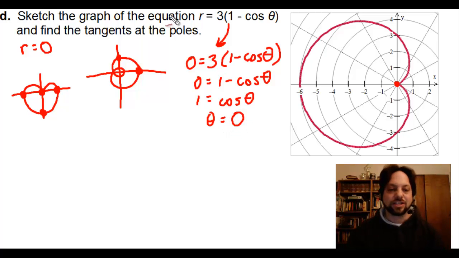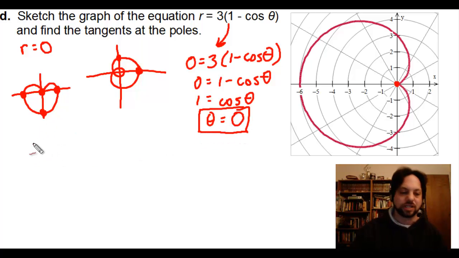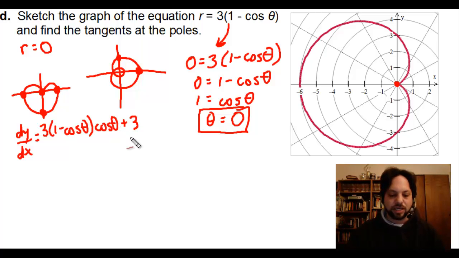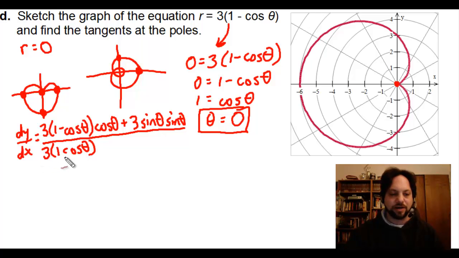What we're going to need to do is find the derivative of this function. Now that we know that theta equals 0 is what we're going to be using, let's find the derivative here. dy/dx is, of course, going to be r cosine theta, and then we're going to have to add the derivative of r sine theta. So the derivative of r in this case is going to be 3 sine theta, and we'll tack another sine theta onto that. So that's going to be the numerator of my derivative. The denominator of my derivative is going to be r times the sine of theta.